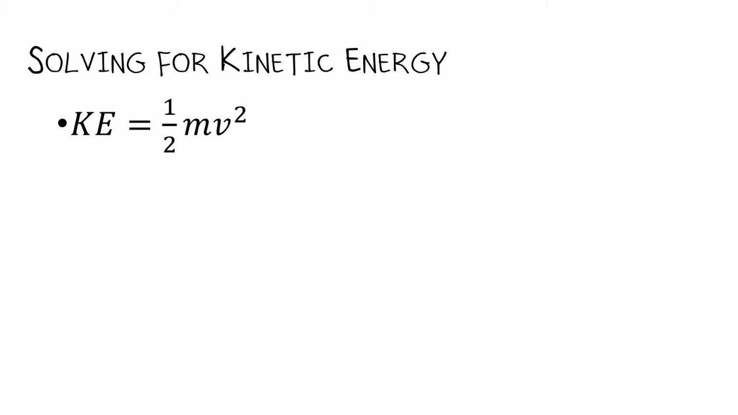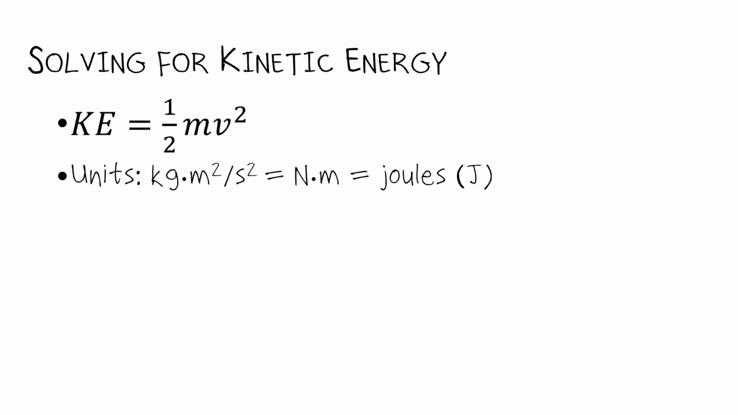It doesn't really matter whether an object's moving east at 10 miles an hour or west at 10 miles an hour. It's going to have the same kinetic energy either way. So we don't have to worry about direction when we're using v in this context. And if you work out the units, in the standard international system, mass is kilograms and speed is meters per second. If you square meters per second, you get meters squared per second squared.